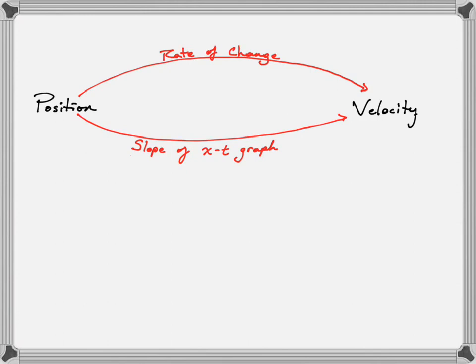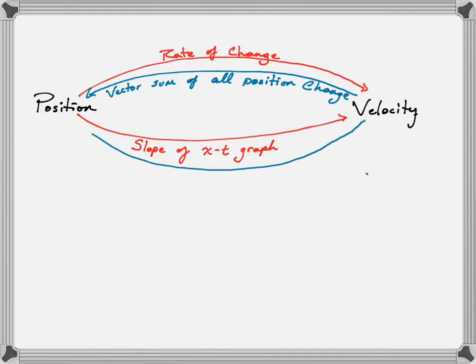Now, what if we want to go backwards? Well, one way to think about it is if velocity is the rate of change of position, then position must be the vector sum of all position changes. Okay, so what does that mean? The vector sum of all position changes. Vector sum means we care about the direction when we combine the numbers, and we're looking at how the position is changing over some time interval.